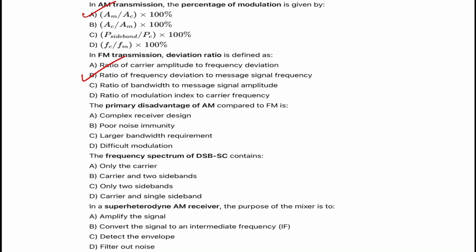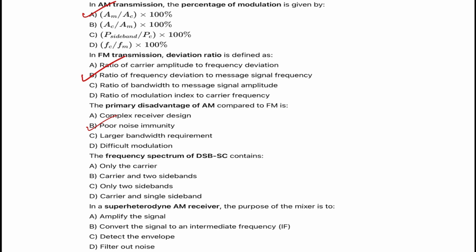The primary disadvantage of AM compared to FM is option A, complex receiver design, option B, poor noise immunity, option C, larger bandwidth requirement, option D, difficult modulation. The main disadvantage of AM is its poor noise immunity. Answer is option B.